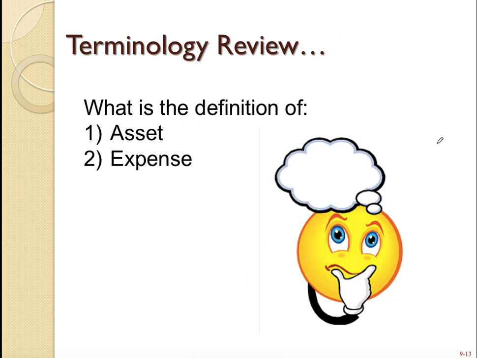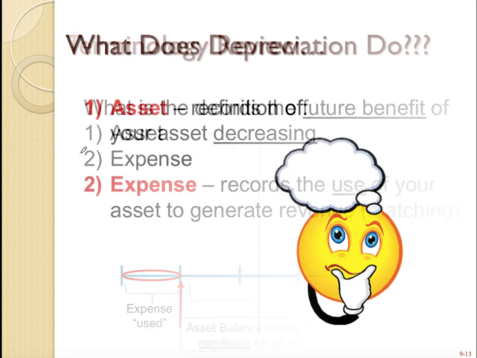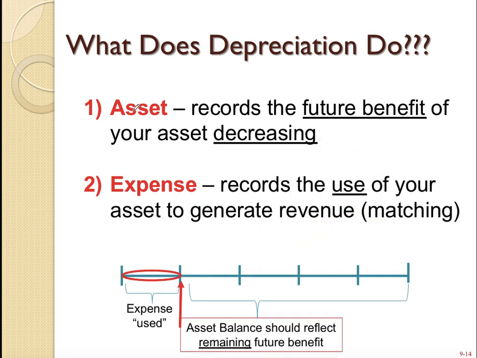So let's review a couple things first, all right? So what is the definition of asset and what is the definition of expense? Think about that for a minute. Okay, well, hopefully you guys remembered that asset has to do with future benefit, okay?